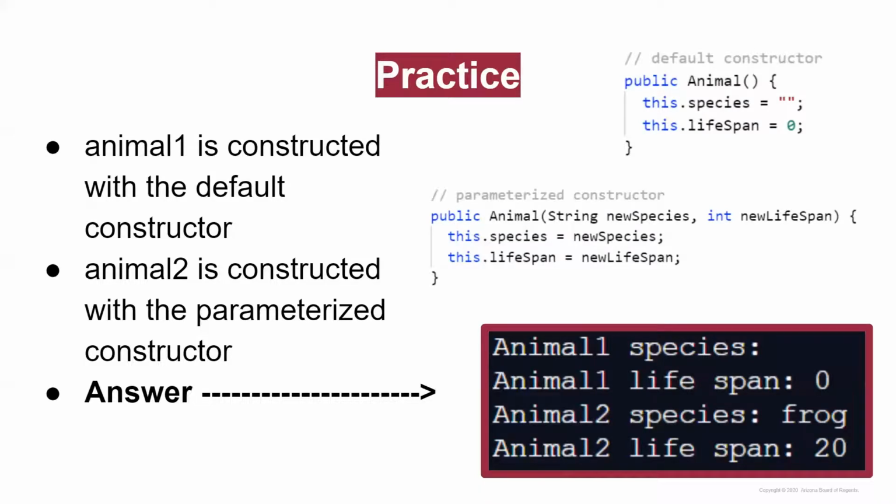So when we print out the attributes of both of these, the animal1 species is just empty. There's nothing there. Blank string. Animal1 lifespan is 0. Animal2 species is frog. And animal2 lifespan is 20. So hopefully that makes sense based on what we just talked about.